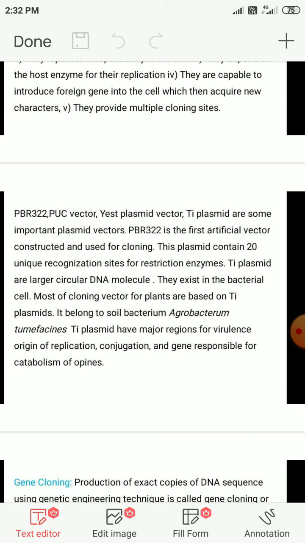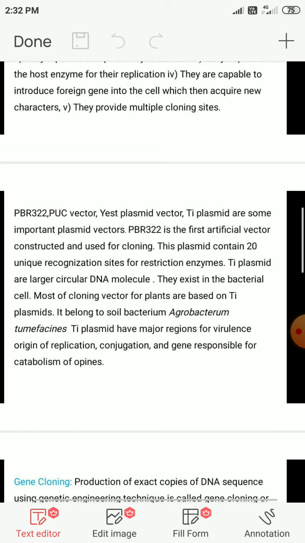Ti plasmids are larger circular DNA molecules. Ti plasmid means tumor-inducing plasmid. They exist in the bacterial cell. Most of the cloning vehicles in plants are based on the Ti plasmid. It belongs to the soil bacterium Agrobacterium tumefaciens. This tumor-inducing plasmid, present within Agrobacterium tumefaciens, has the origin of replication, the conjugation genes, and the genes responsible for the catabolism of opines.